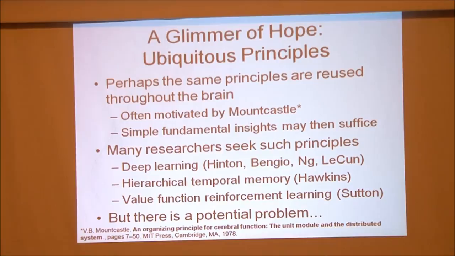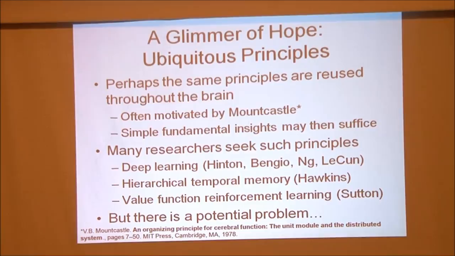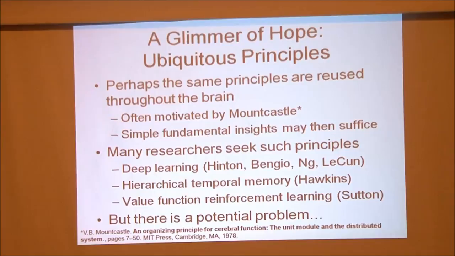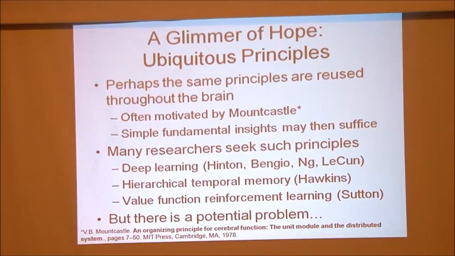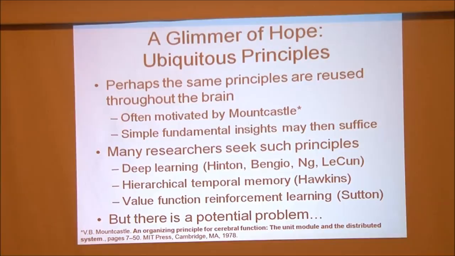I do want to clarify that I don't think anybody actually believes that there's just one principle and that everything is exactly the same throughout the brain. Nobody is suggesting something that simplistic. But the general idea that there are fundamental principles, and if we can identify them, we really propel ourselves forward and open up the possibilities, is behind a lot of these advances, and these are important advances. But there is a potential problem, and this is where evolution may play a role.